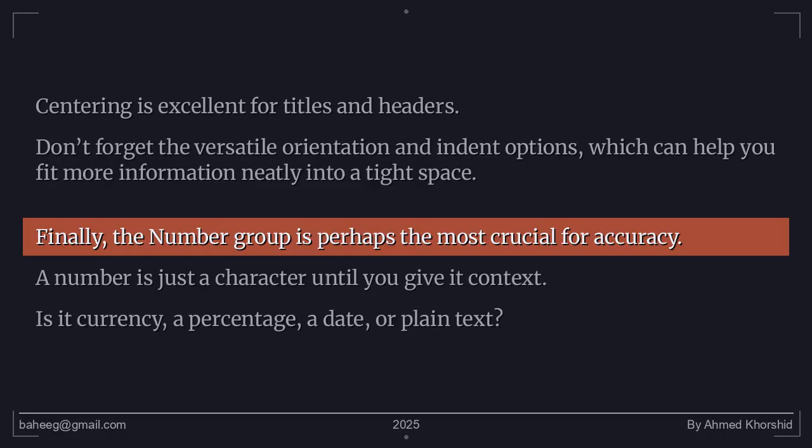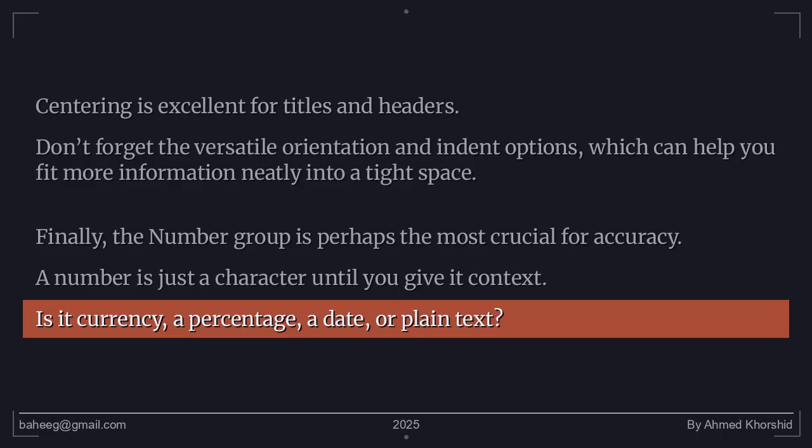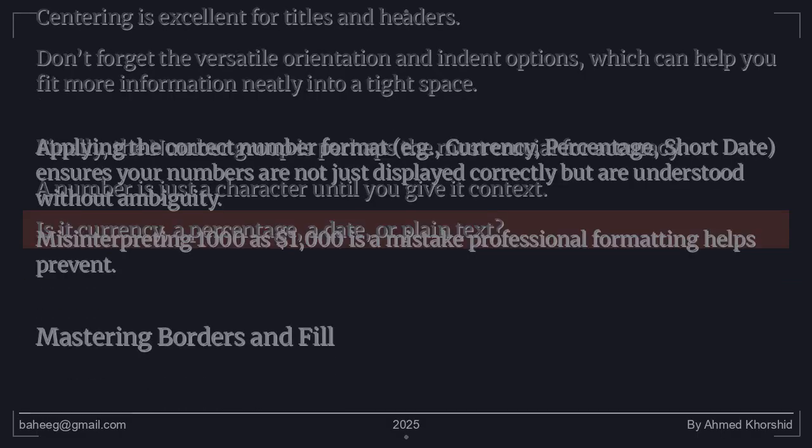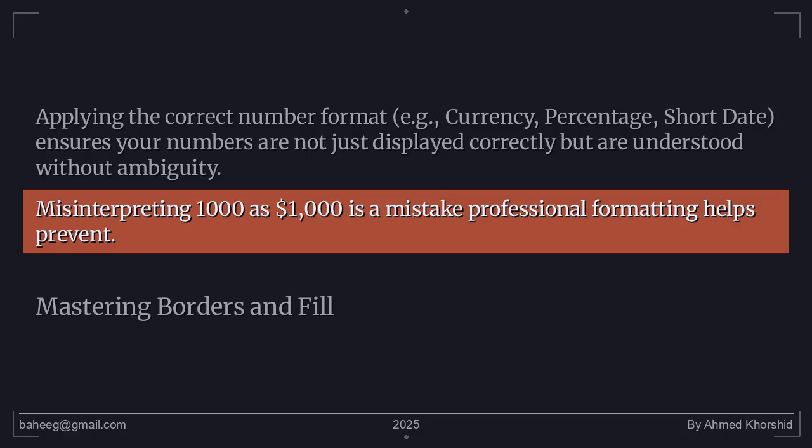Finally, the number group is perhaps the most crucial for accuracy. A number is just a character until you give it context. Is it currency, a percentage, a date, or plain text? Applying the correct number format, e.g., currency, percentage, short date, ensures your numbers are not just displayed correctly but are understood without ambiguity. Misinterpreting $1,000 as $1,000 is a mistake professional formatting helps prevent.